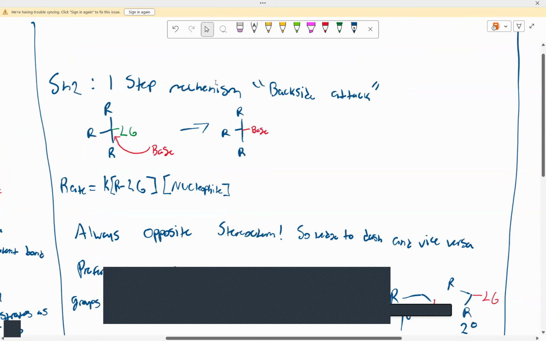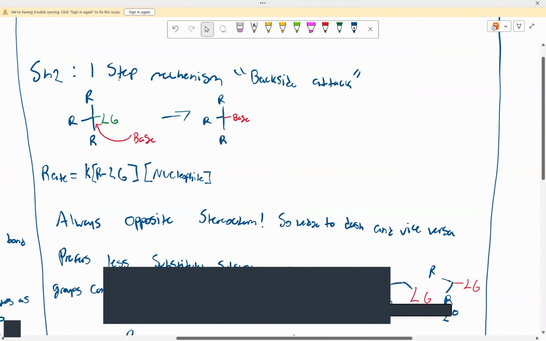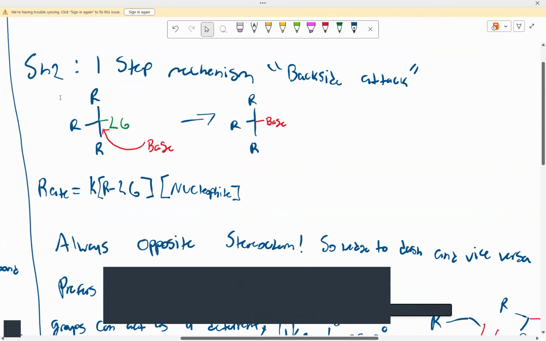Then we have SN2, which is a one-step mechanism, which, as I said before, I don't know why. There's a lot of stuff in organic chemistry and just chemistry, anything that you'll see for the MCAT in general, where it's like, what were they thinking when they named some of this? And this is one of them. Since SN2 is a one-step mechanism, why isn't it SN1? I don't know. SN1 was probably discovered first. I have no idea. It is often referred to as a backside attack, which I always think is really funny.